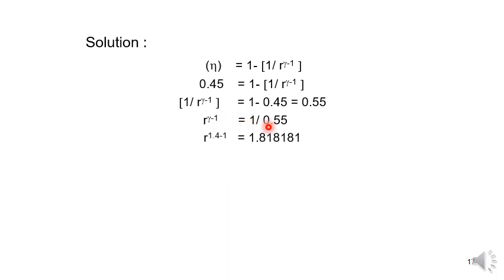So we got 1 by 0.55 as 1.8181, and we know the gamma value is 1.4. So 1.4 minus 1 is 0.4. So R power 0.4 is equal to 1.818. So R is 4.46. So the compression ratio value is 4.46. This one is the answer.